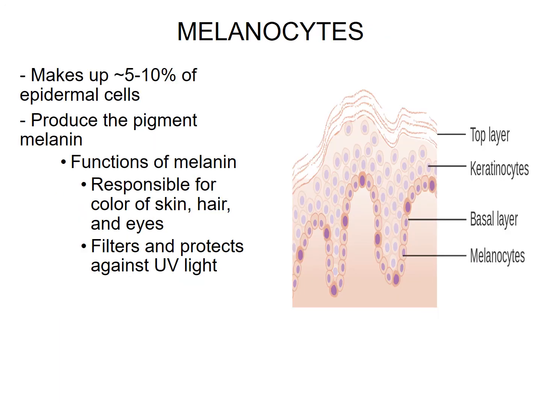And then we have the melanocytes, and once again, the melanocytes produce this pigment called melanin. And that gives you the color of your skin, hair, and eyes. And once again, it's protecting you from the UV radiation, the harmful UV radiation.